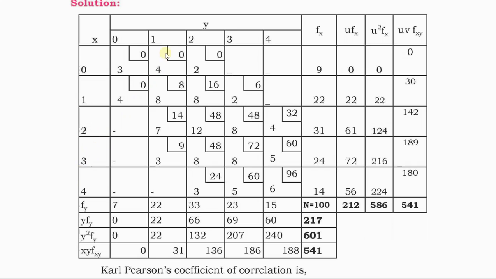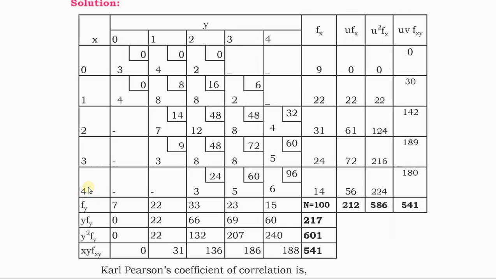Next, 3 into 1 into 3 is 9. 3 into 2 is 6, 6 into 8 is 48. 3 into 3 is 9, 9 into 8 is 72. Next, 3 into 4 is 12, 12 into 5 is 60. So 9 plus 48 plus 72 plus 60 results in 189.